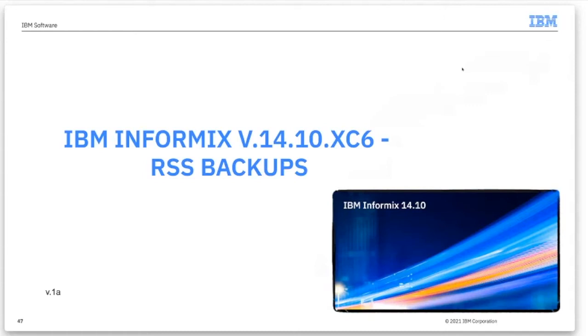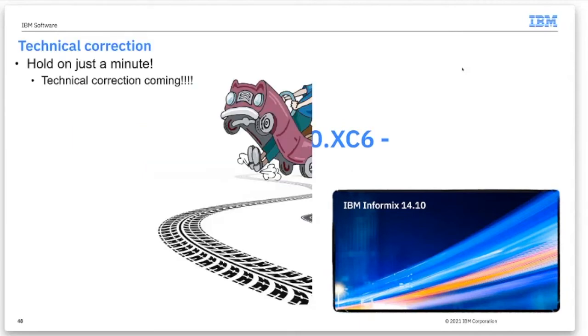And this is probably why most of you are here. This is what I consider the big bang, well, that and ER, but the RS backups are what I consider to be the big bang feature in XC6. So let's talk about that.